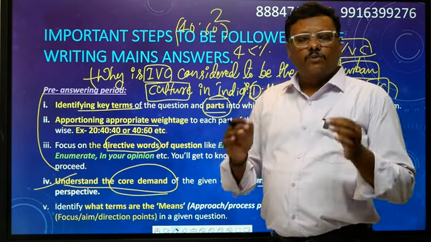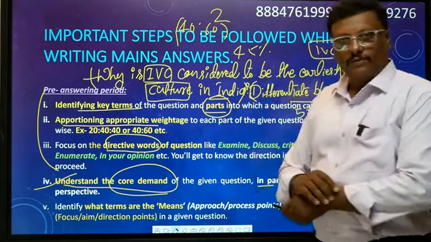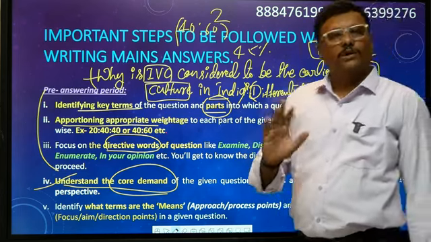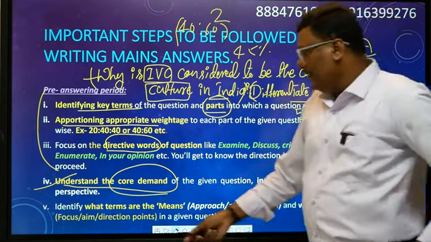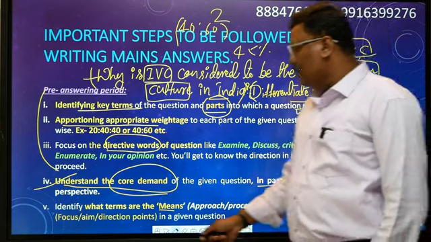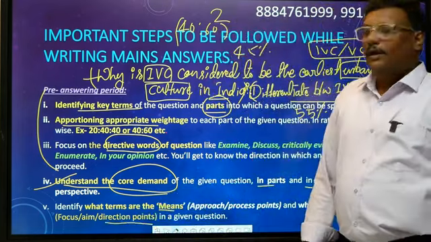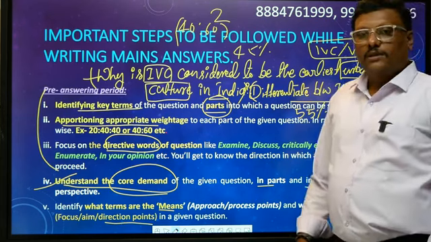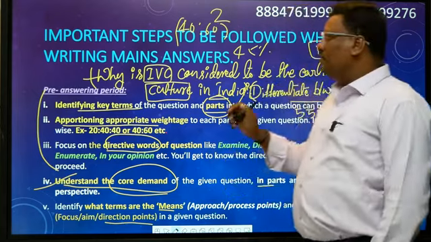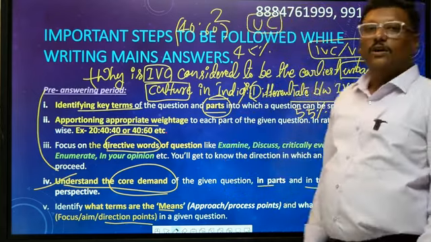You can spend almost 1.5 minutes understanding the demand of the question or devising a structure. Then you can write your answer in the next 5-6 minutes. Next, identify the means and the ends, or the focus or direction, of a given question. For example, given this question, what are the means here? The means are the implements of urban culture. So what are the implements used in the urban civilization of the Harappans?